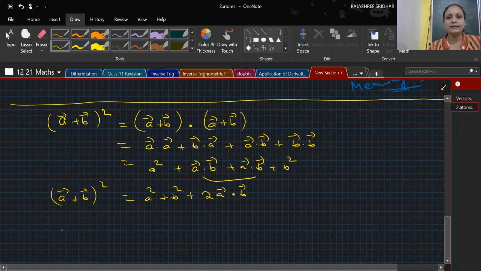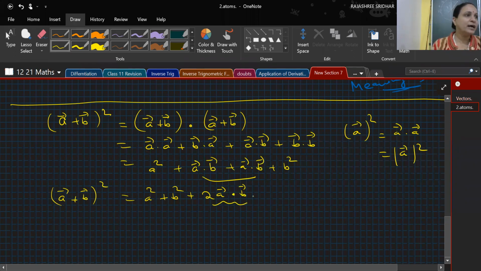Whenever I say A square, vector A square, it means vector A dot A, and this is also equal to modulus of A square. But when we have the plus, we get a dot product in between. Is this clear? Note it down please.